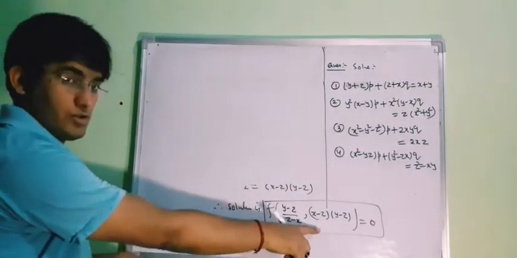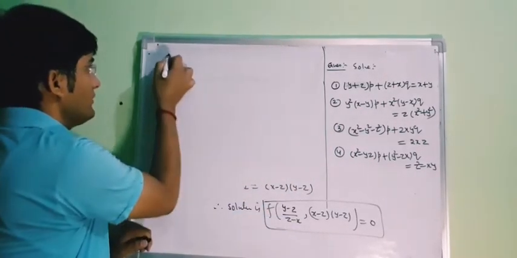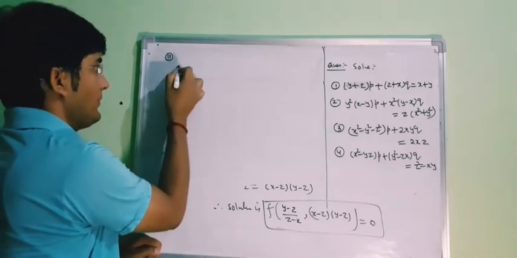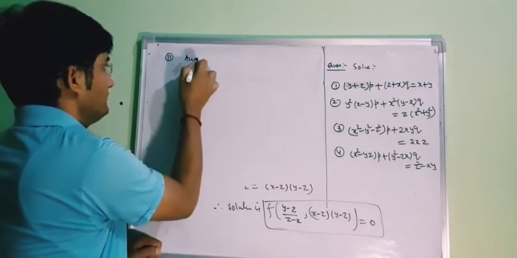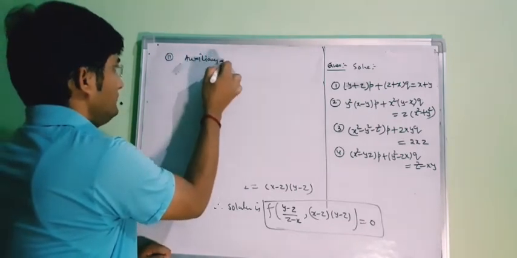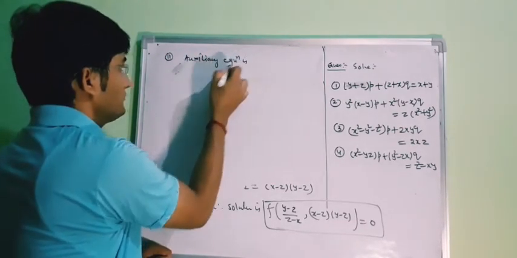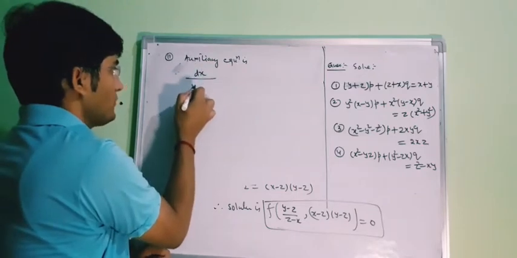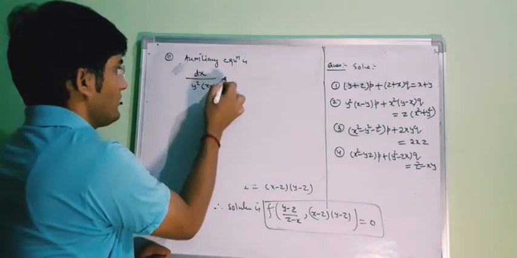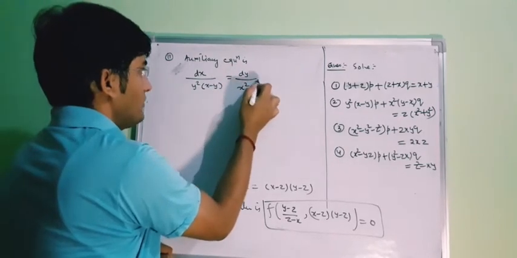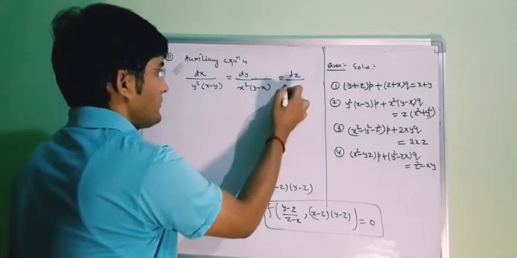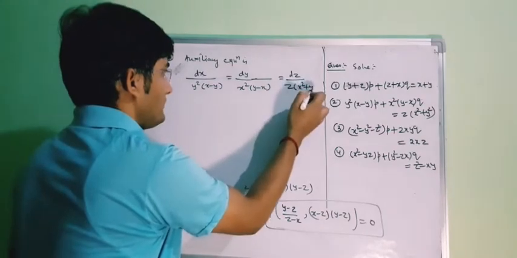Please cross check your solution. In the second part, we have y square. So the auxiliary equation will be dx upon y square x minus y equal to dy upon x square y minus x equal to dz upon z into x square plus y square.